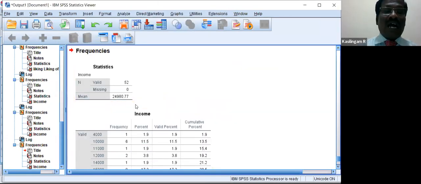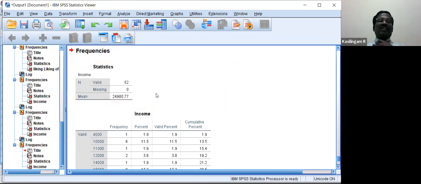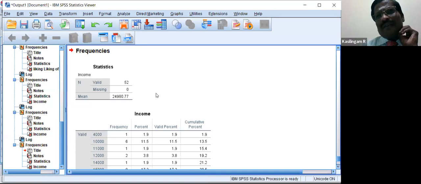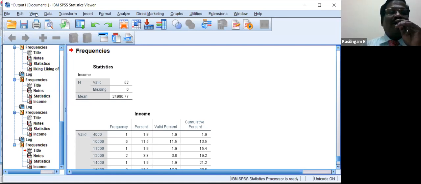Now the average, the mean, what is the value, madam? 24,980.77. Very good. So 24,980 is the mean value, right? What is the meaning of that, madam? Average. The average of income is 24,980.